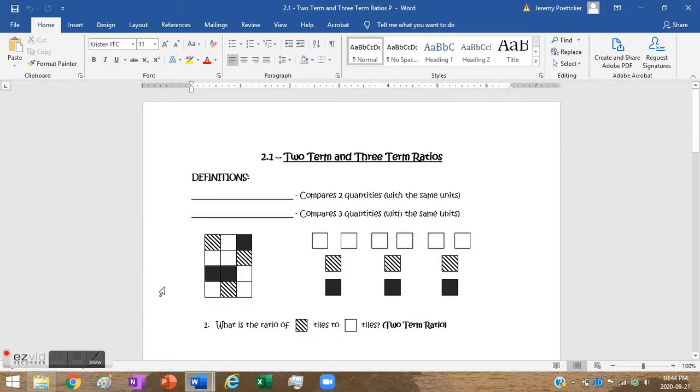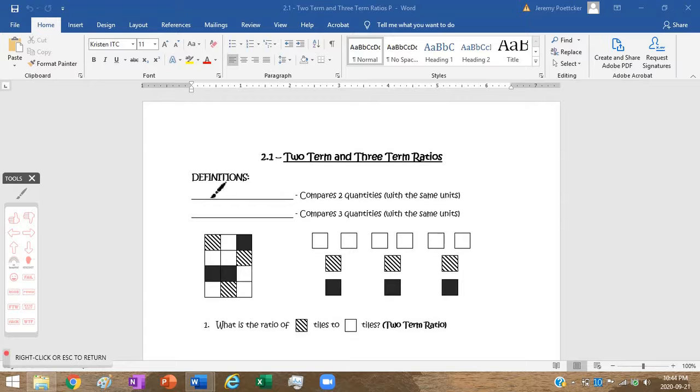Alright, we're going to take a look here at ratios, both 2-term and 3-term ratios. As we go through this, today's a lot of definitions, which is why I put this on a video here. So take a peek as I'm basically just making sure you can understand here. So a couple definitions.